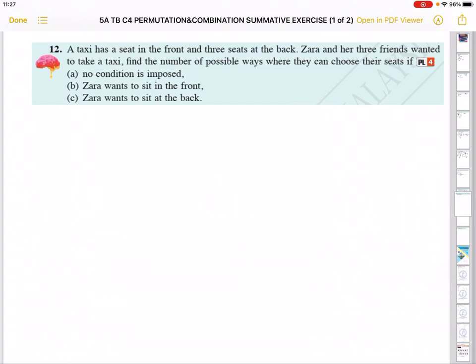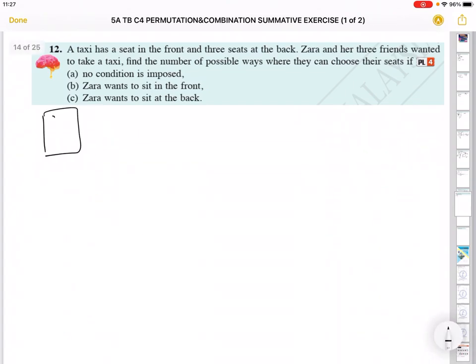When you say a taxi, you would have 1 front seat. Of course, the driver can't sit there, and you have 3 back seats. When you can choose your seat, you can choose the back seat to the left, the back middle seat, the back right, and the front seat. So obviously they are different seats, correct? So I think this shouldn't be a combination, it should be a permutation, because arrangement becomes important, right?